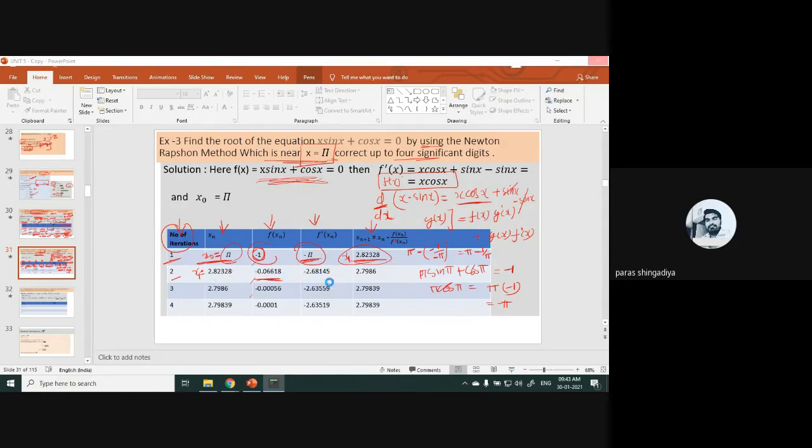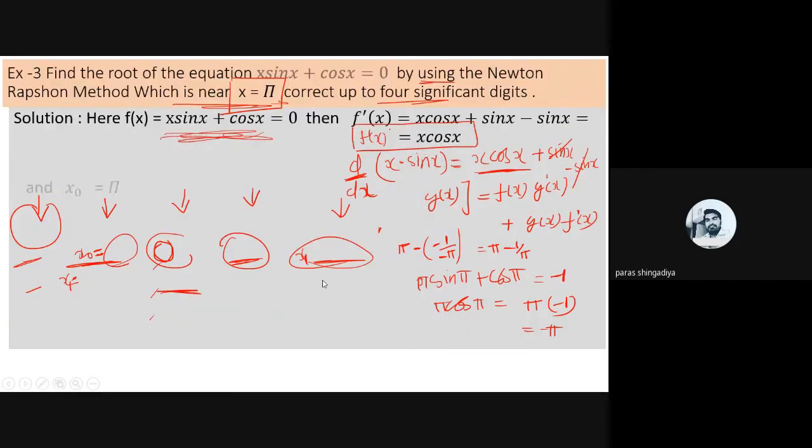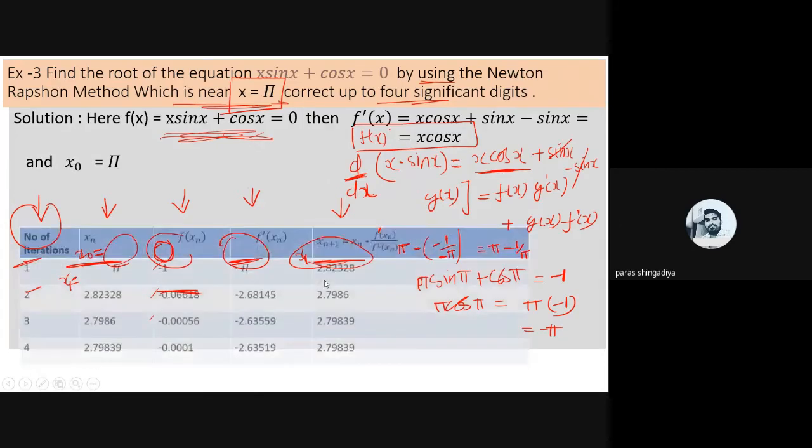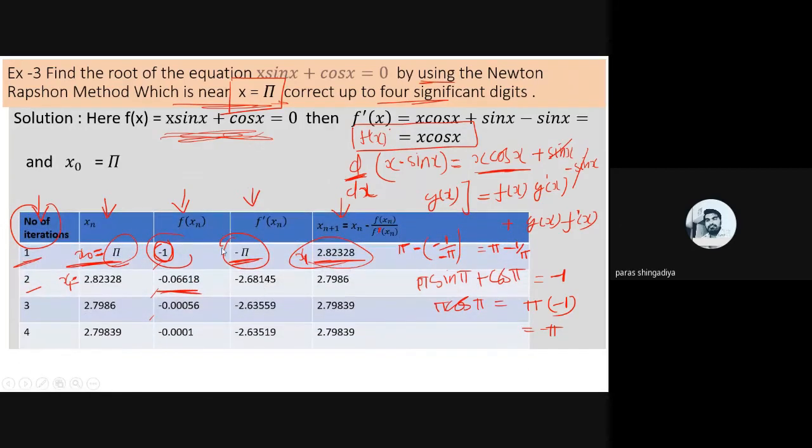That is correct. Then check the derivative output: 2.82328 into cos 2.82328. Just verify this value with the calculator. It is 2.82328 into cos 2.82328. Check the answer and you will get minus 2.68145. That is the answer of the derivative, minus 2.68145.